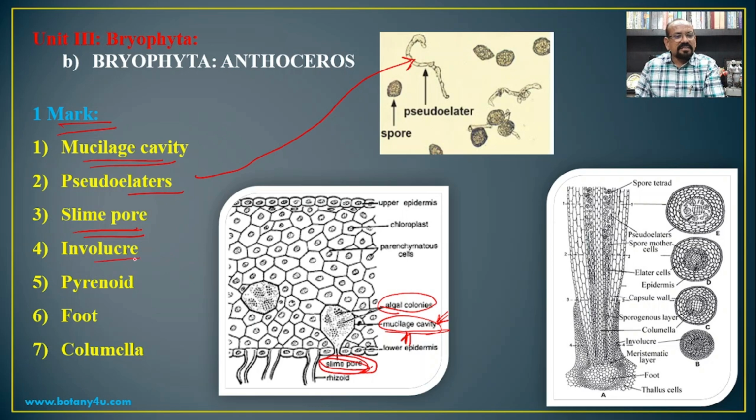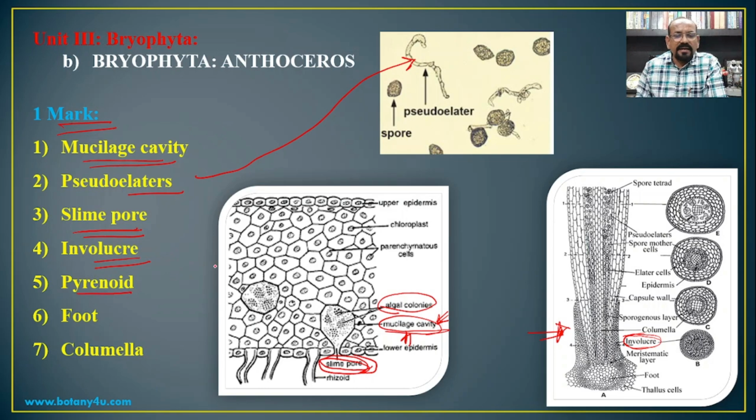Then the next question, that is the involucre. If you see this structure of the sporophyte, you will find that there is a presence of an extra supporting vegetative cell layer at the base of the sporophyte, and that is known as the involucre. So this is a cap-like supporting cell layer which is present at the base of the sporophyte.